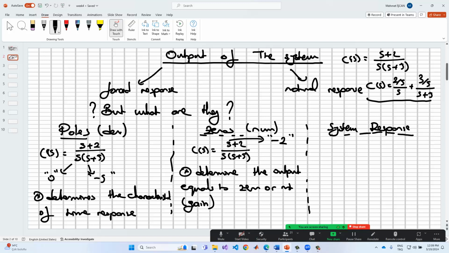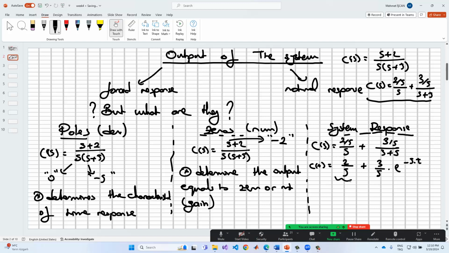Okay, and so what is the system response? System response means that if we have the C(s) in here, just like this one, 2 divided by 5 plus s, and 2 divided by 5s plus 5. In time domain, we can solve this equation by taking the inverse Laplace transformation, and then we have 2 divided by 5 plus 3 divided by 5 exponential term minus 5t. Okay, this is the solution of this transfer function.